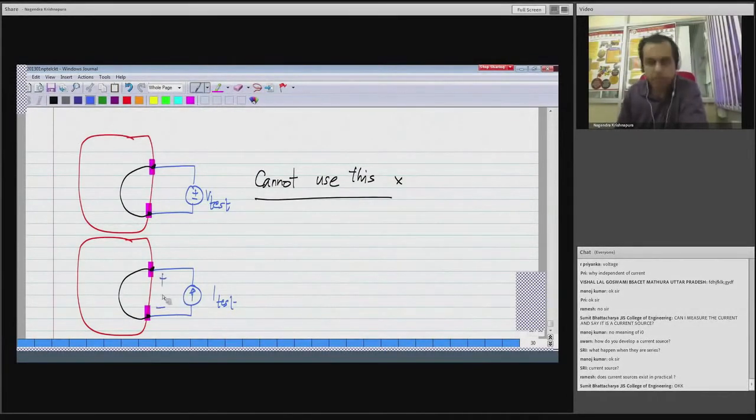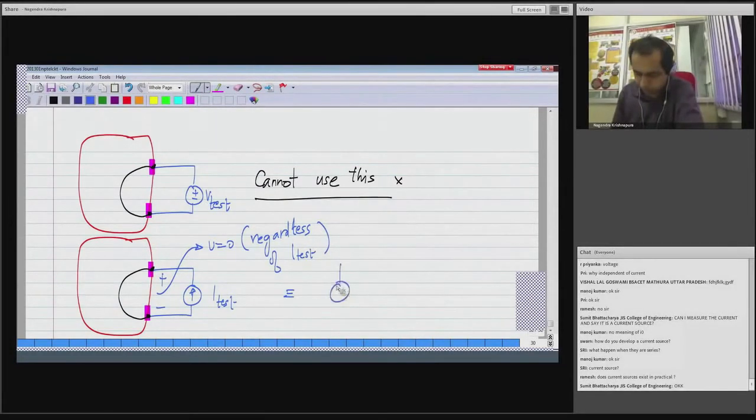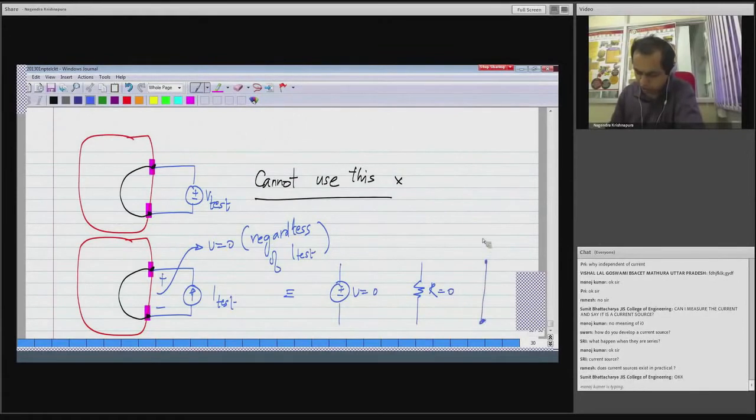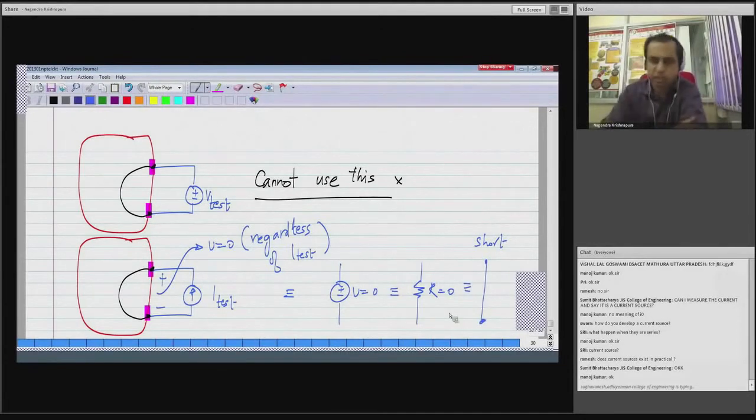Okay. So this voltage will be 0, and this is 0 regardless of I test. So what does it mean? You can think of it as either a 0 volt voltage source, or a 0 resistance, or a short circuit. Okay, all of these are anyway equivalent to each other. All of them are short circuits.